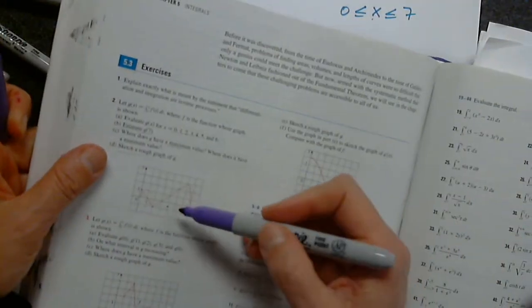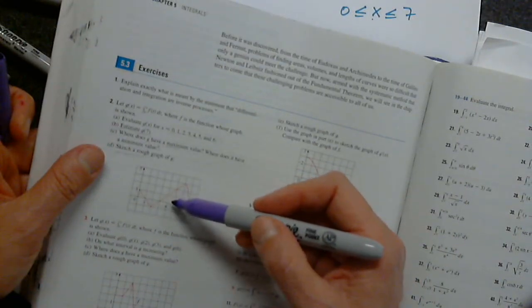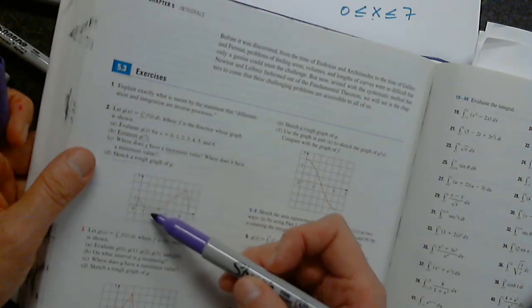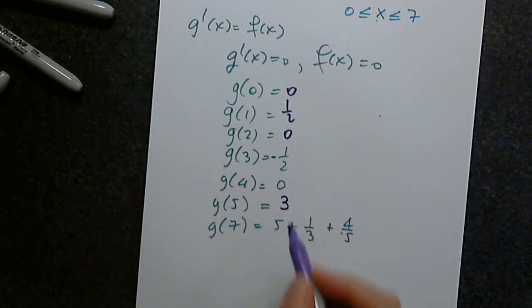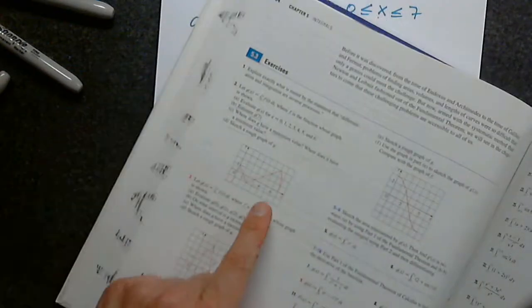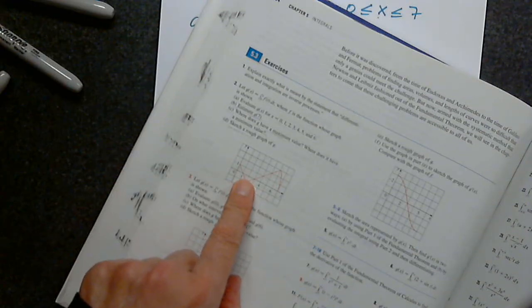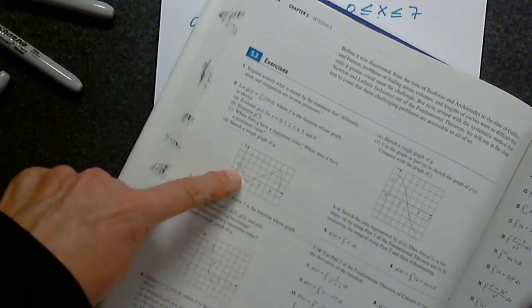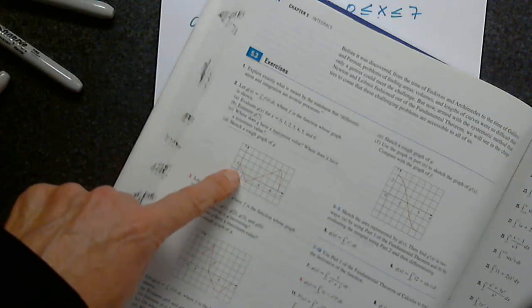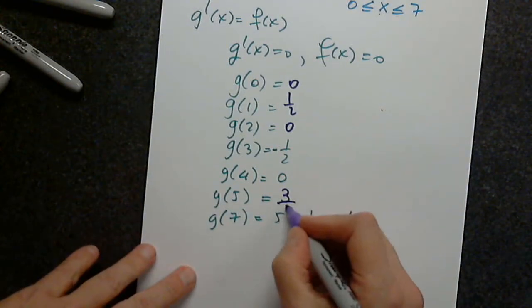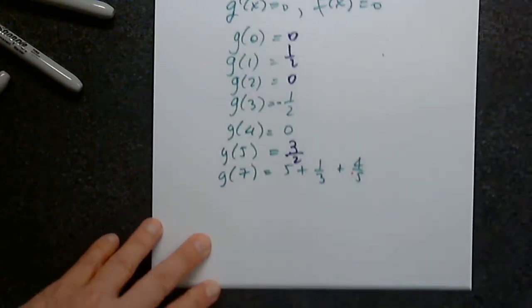What was g of 5? It's 1, 2, and this is negative 1. So it's 2 plus 1 is 3. Let me check again. G of 5: 1, 2, but minus 1, so it's 1. Okay, I made a mistake. So it's 1 plus 0.5, so it's 3/2.